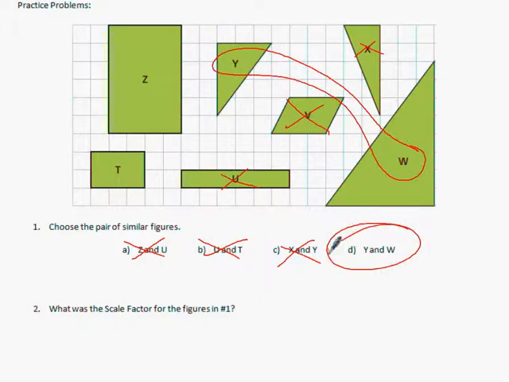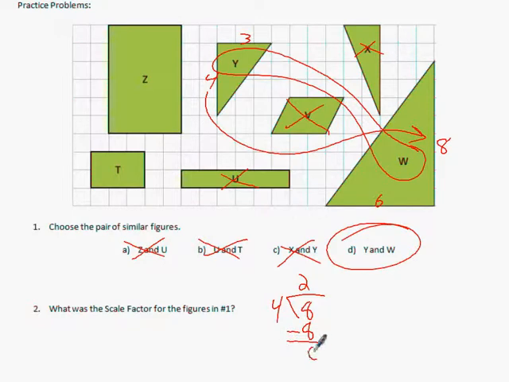Now, what was the scale factor for the figures in number 1? Well, that is 3 wide and 4 high. This is 6 wide and 8 high. So, 4 turns into 8. So I have 8 divided by 4 is 2, no remainder. Use your division, find the scale factor of 2. So that was 4 times 2 equals 8.